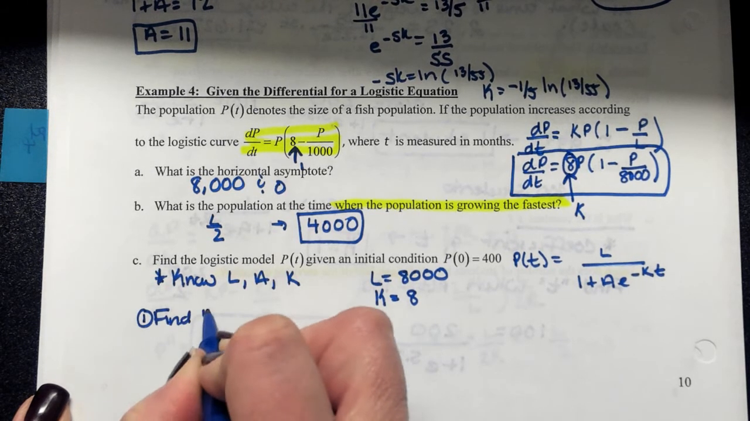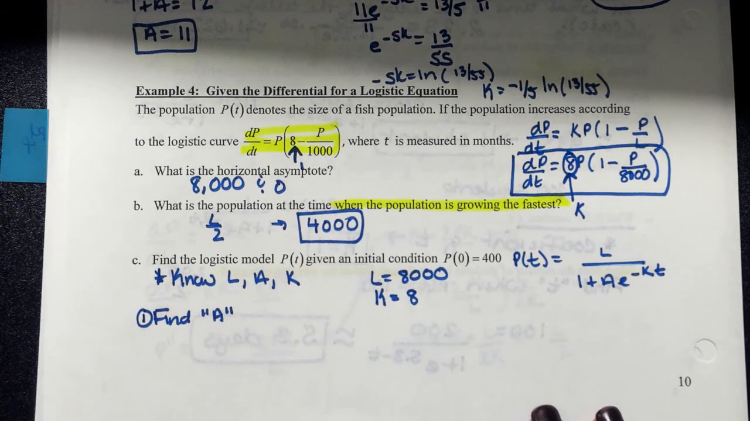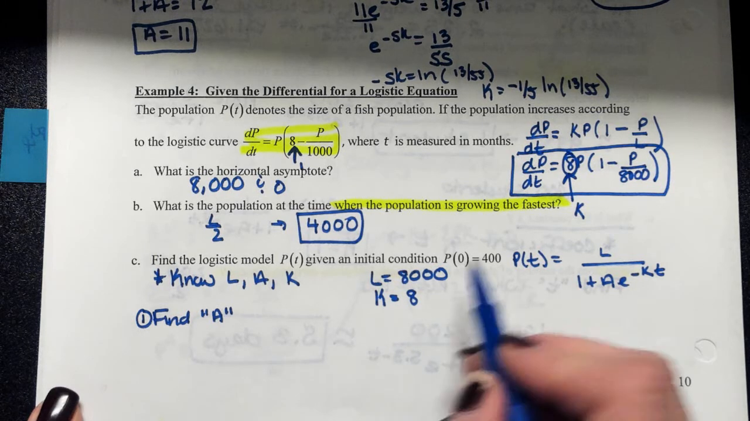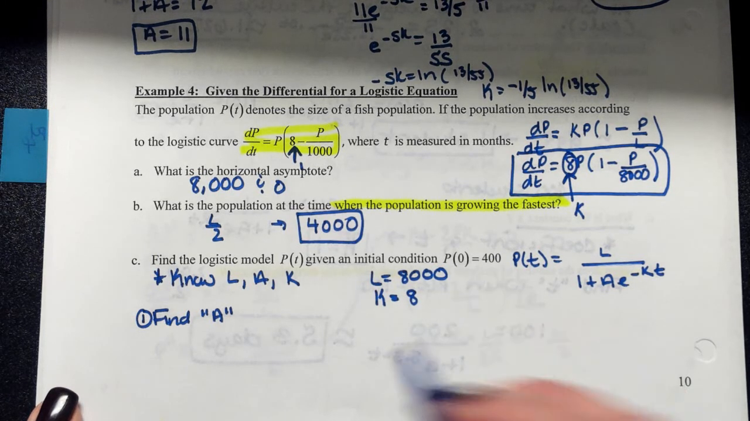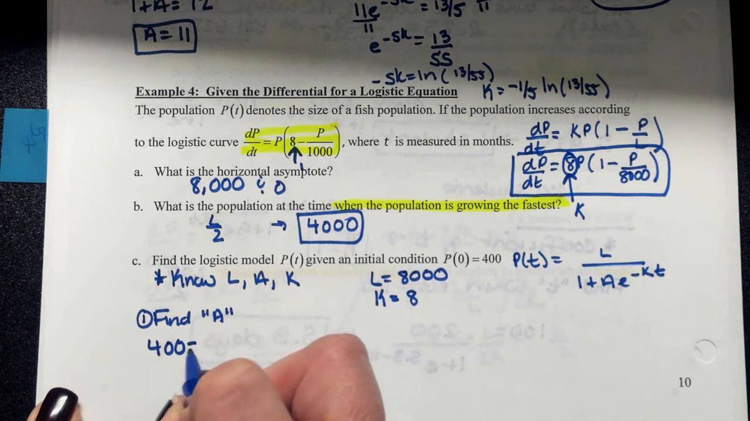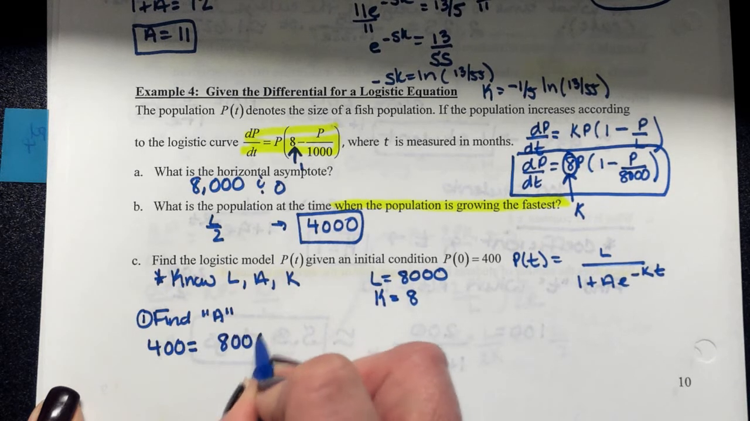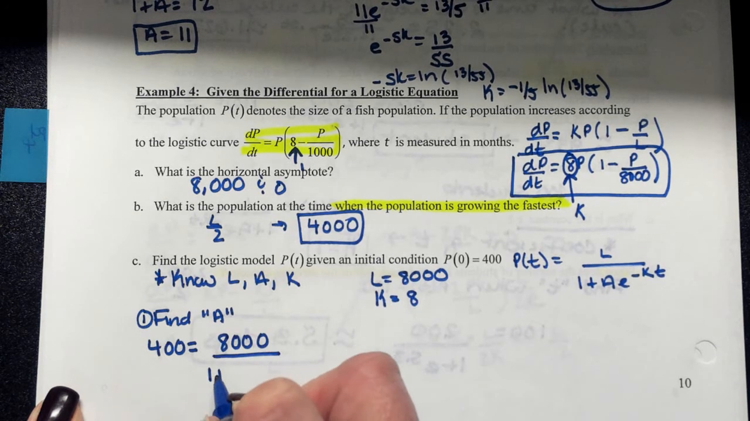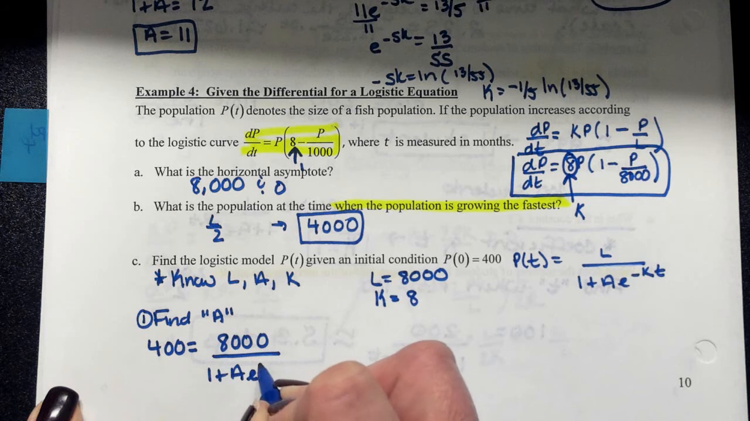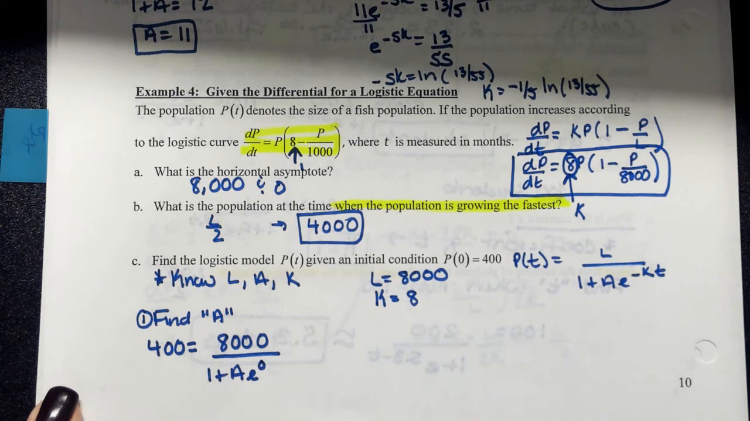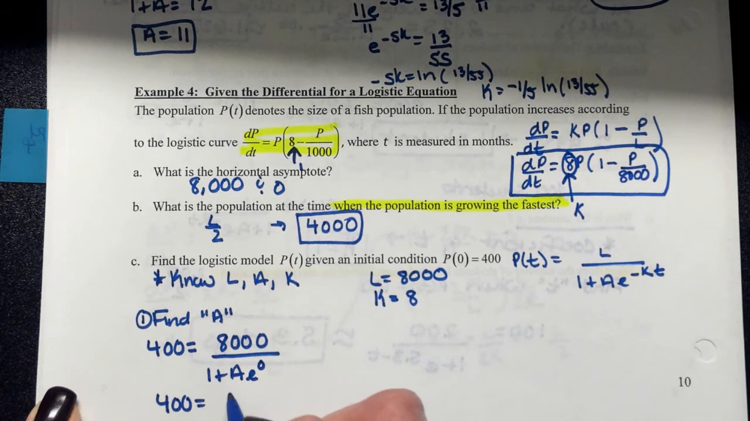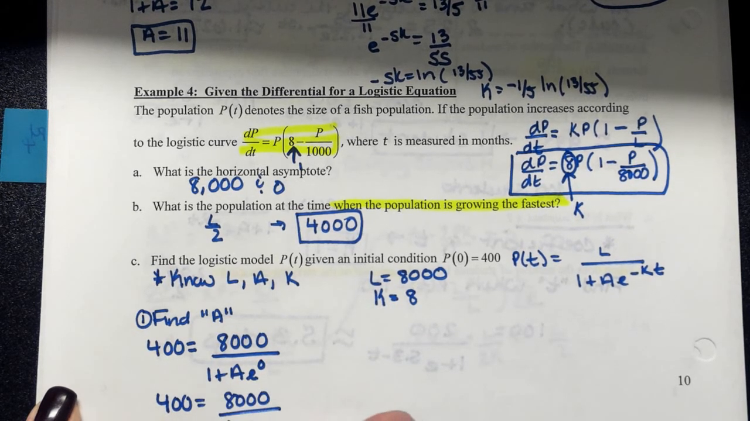So if they give you the differential form and they want you to find the logistic model, you only have one variable to solve for, which is A. They're giving me the condition P of 0 is equal to 400. So I'm going to take 400, set it equal to the L value, 8,000, divided by 1 plus A times e raised to K times 0, which is just 0. So 400 is equal to 8,000 divided by 1 plus A.